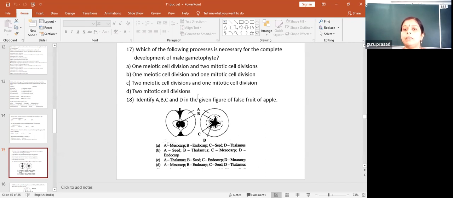Identify A, B, C and D in the given figure of a false fruit. Fruits are formed by the ovary, and sometimes the ovary will never form the fruit. Another part of the flower such as the thalamus will be involved in fruit formation. Such fruits are called false fruit. Example: strawberry, apple is the best example for false fruit.